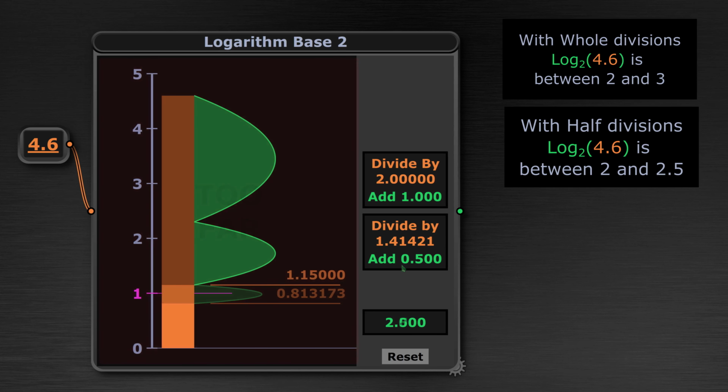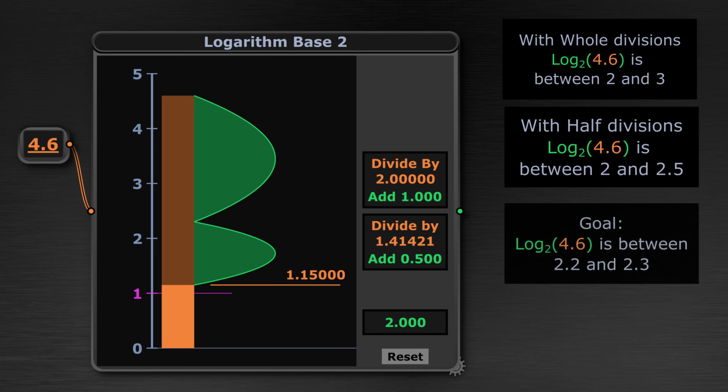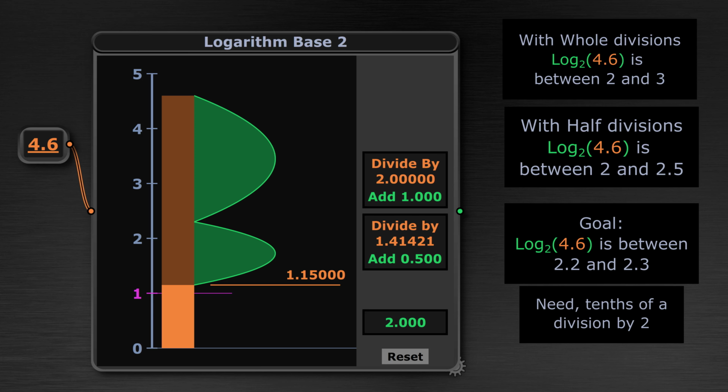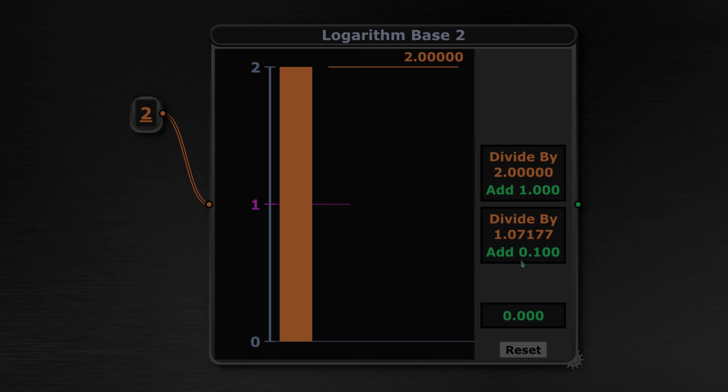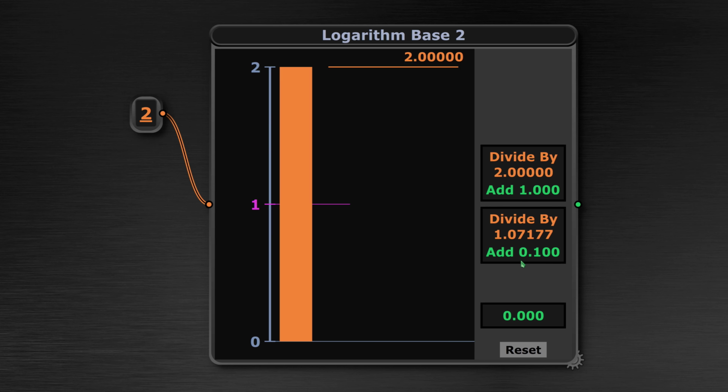My point, with whole divisions by 2, you can find logarithms to whole digits. With half divisions by 2, you can find logarithms to half digits. But if we wanted tenths of digits, to be able to say something like the logarithm base 2 of 4.6 is between 2.2 and 2.3, we'd need tenths of a division by 2. So the question is, what is a tenth of a division by 2? The answer, a division by 1.07177.